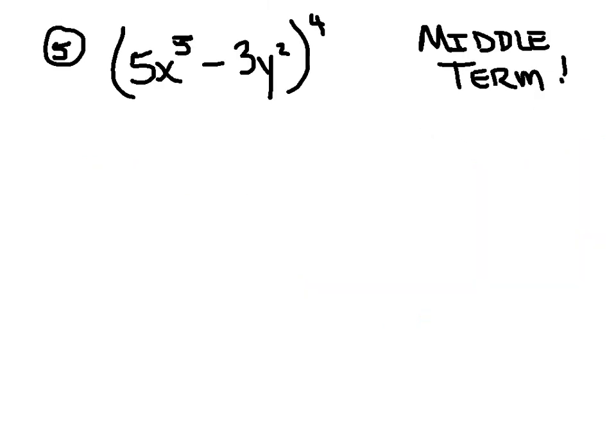Our very last example tonight has probably the ugliest combination of exponents and coefficients, etc., etc. And they're strictly asking for the middle term on this polynomial. Again, we're going to have to think on our feet a little bit.